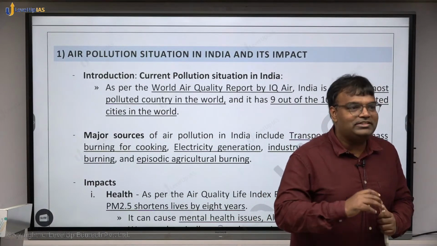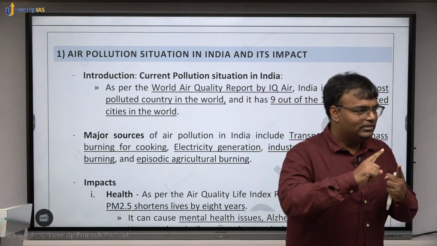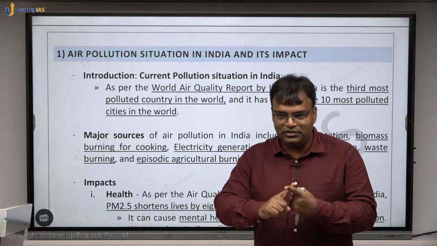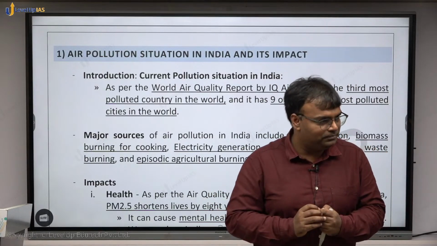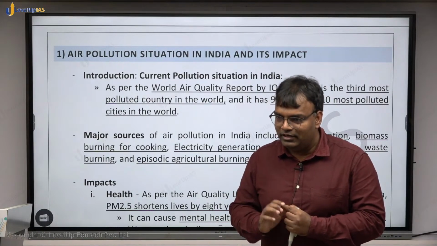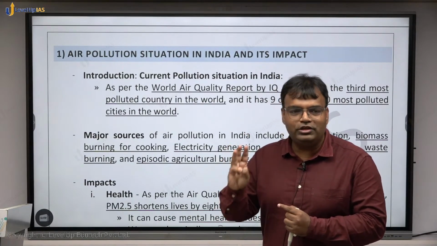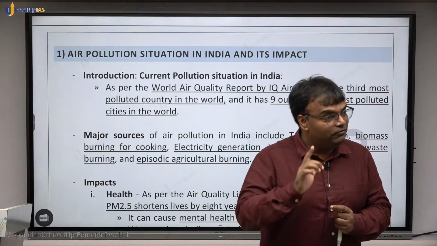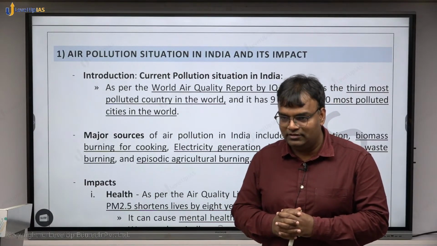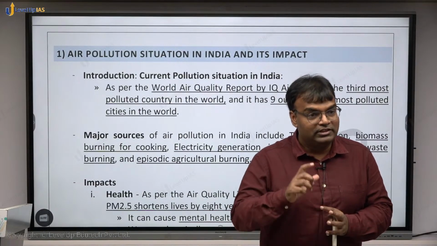So this is just an example. You can start with a definition, you can start with some report, as per the World Air Quality Report by IQ Air, India is the 3rd most polluted country in the world, and in fact when it comes to cities, out of the 10 most polluted cities in the world, 9 are found in India.